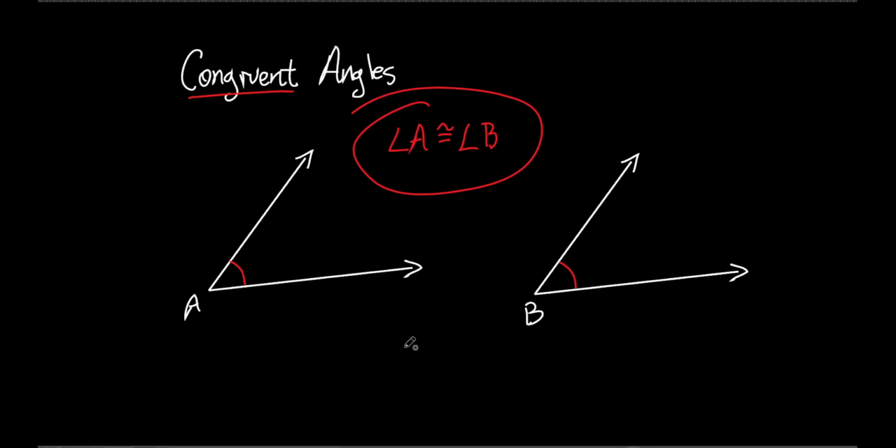What if I had two other angles that were congruent to each other but not the same as this? Then I would put two arcs like I did with the two tick marks, okay?